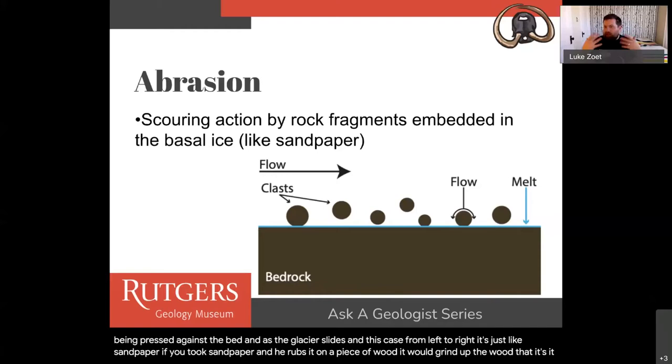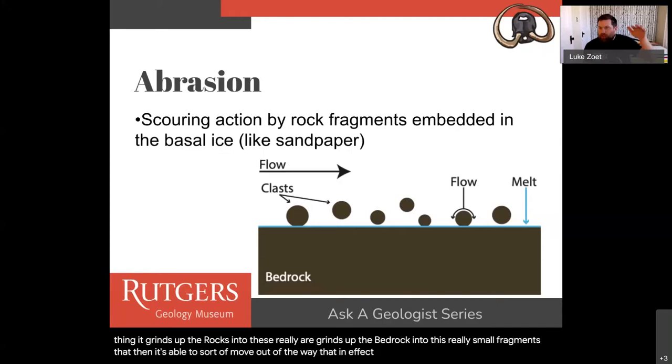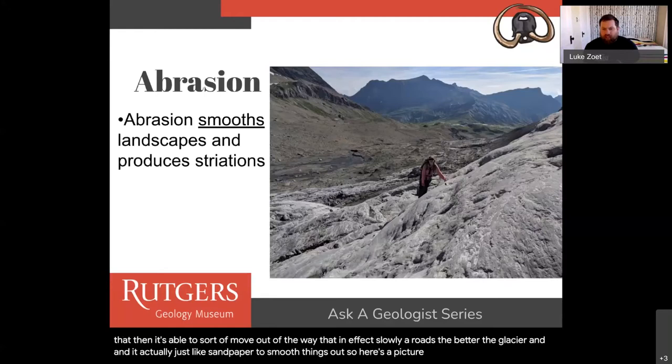It grinds up the bedrock into these really small fragments, but then it's able to sort of move out of the way. That, in effect, slowly erodes the bed of the glacier, and just like sandpaper, it sort of smooths things out. So here's a picture of Lauren Adamo when she went to Switzerland with me, and you can see these rocks are pretty smooth, right? These are rocks that were under the glacier as early as maybe 10 years before we took this picture.